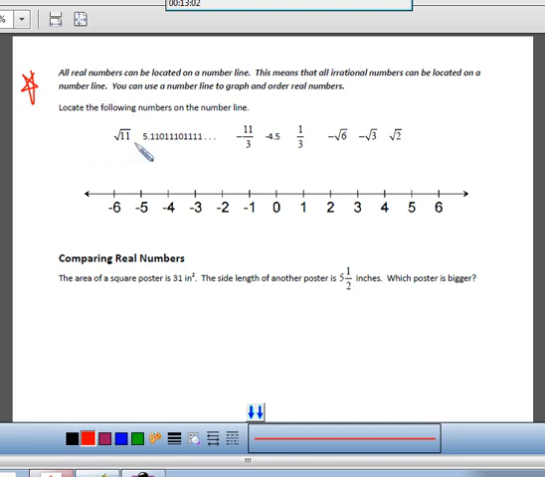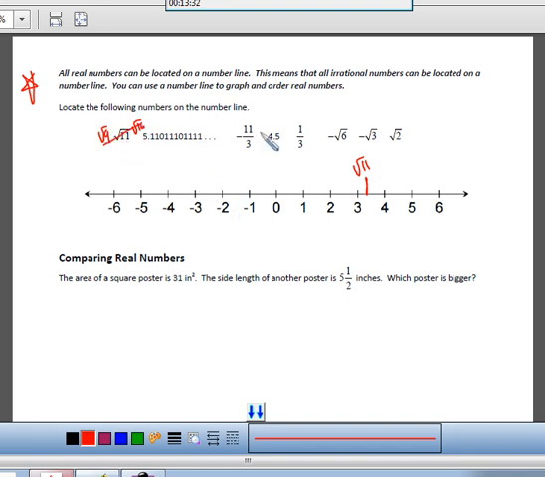You've got the square root of 11. You know what? I'll do that one for you. Square root of 11 is in between the square root of 9, which is 3, and the square root of 16, which is 4. Again, it's going to be closer to 3 than 4. So the square root of 11 is about there. So we can cross that one off.